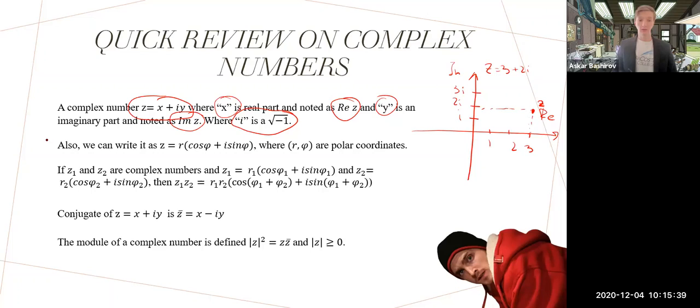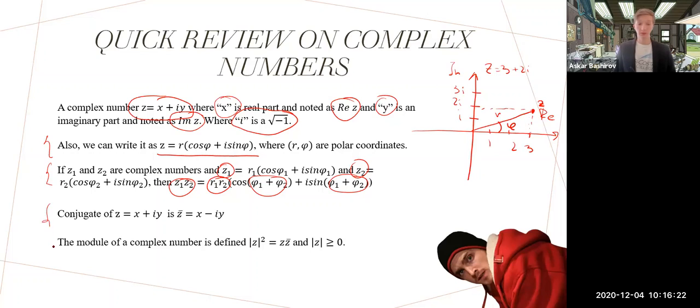Also, it's very important to know what the equation looks like in polar coordinates. It looks like z equals r times (cosine phi plus i sine phi). As usual, r is the distance from the origin to the point z, and phi is the angle between the real axis and the vector. There's one really important theorem used a lot in complex analysis for polar coordinates: if we have two numbers, z1 and z2, and we multiply them, then their lengths multiply, and the arguments sum up. It's a very important formula we use a lot in complex analysis.